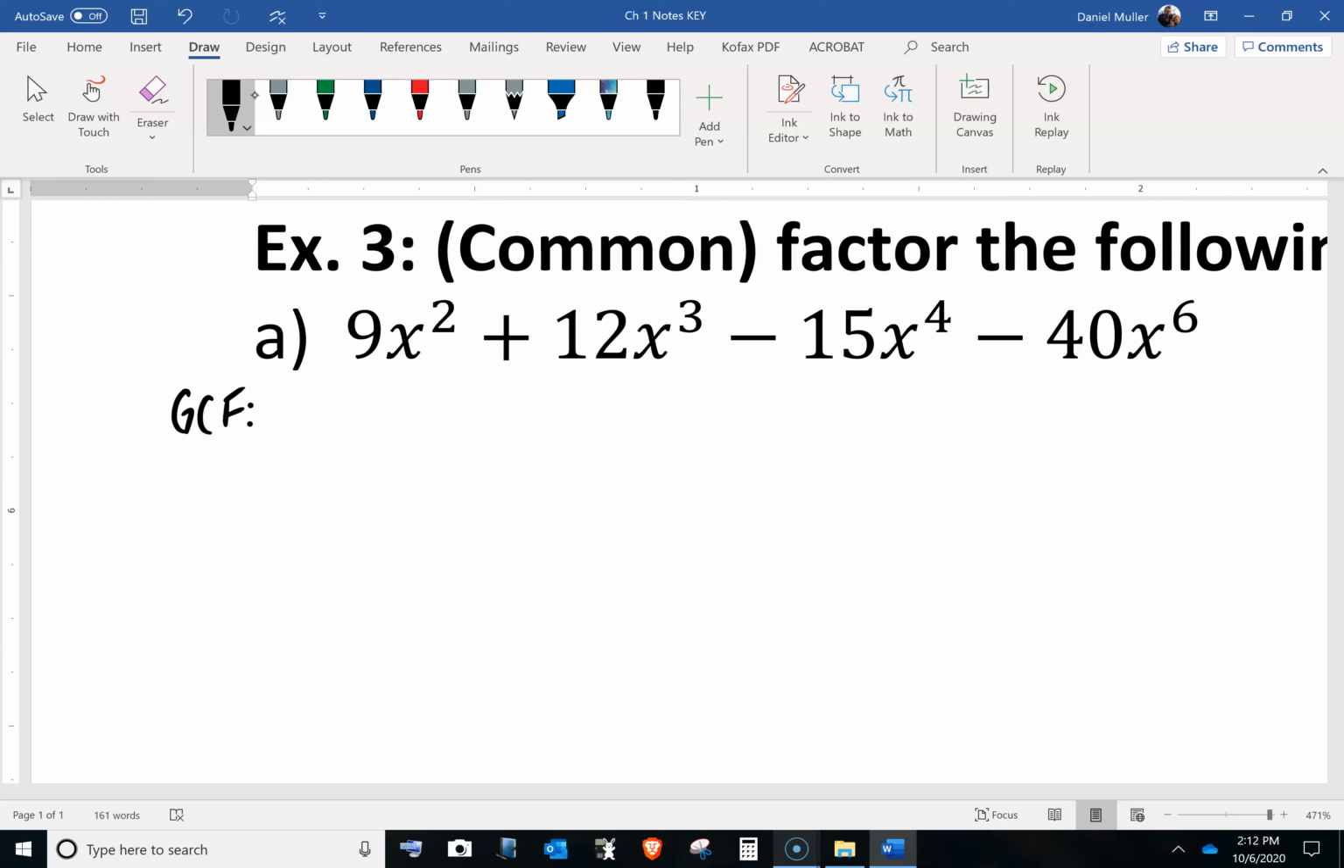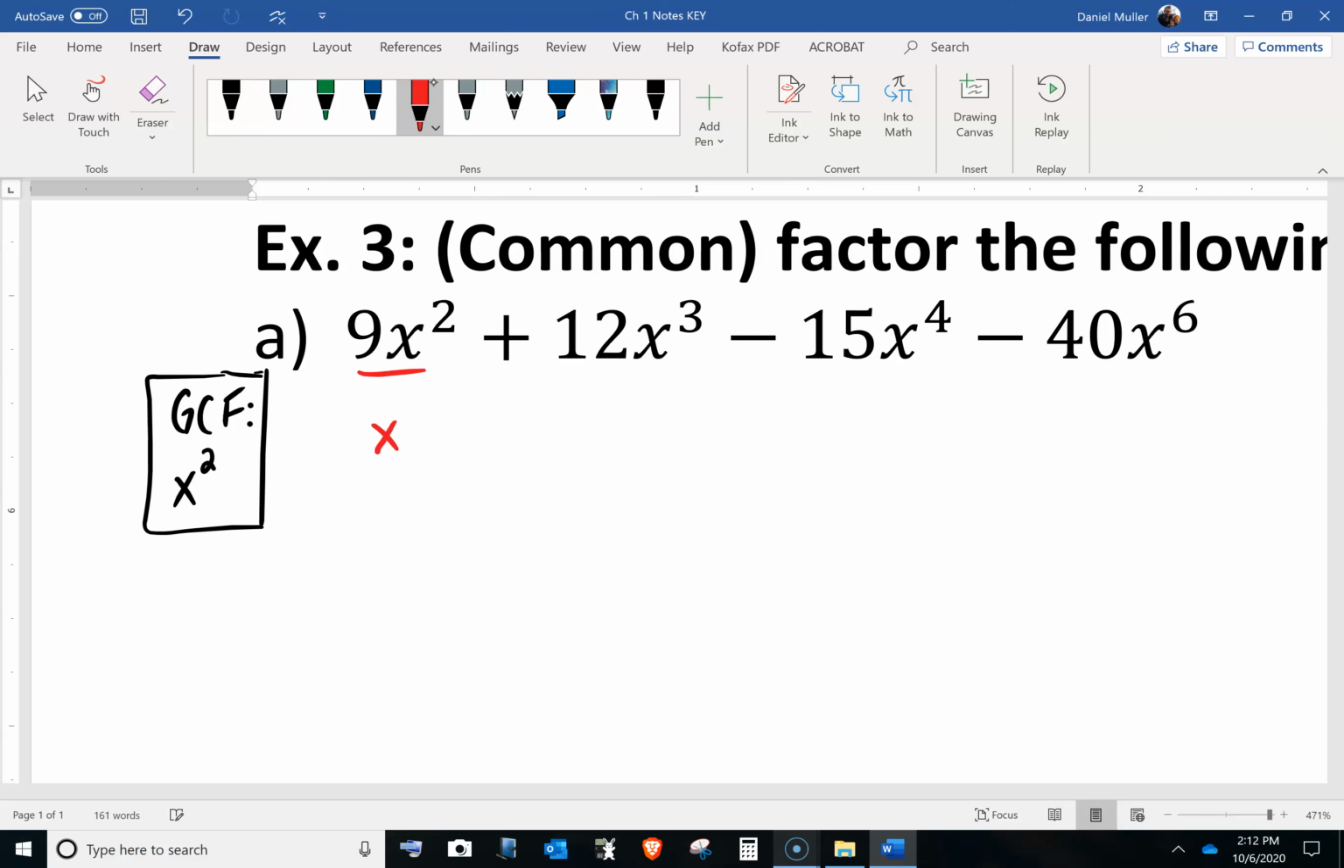So that's good. x^2, x^3, x^4, x^6. The smallest x in all of them is an x^2. So our GCF is only an x squared. So that's what we're going to take out. That's our biggest common factor.